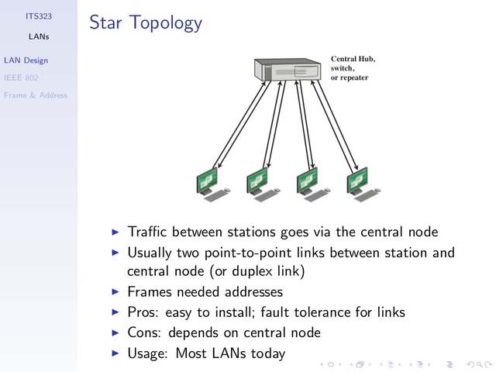If one link fails, if this link fails, of course this station cannot communicate with anyone else. But these 3 can still communicate between each other. So that's an advantage of using this topology that's not present in the previous 2 cases, in the ring or the bus topology. The problem, a con, is that this depends upon the central node. If this device fails, our entire network fails. So that's a problem in this case.